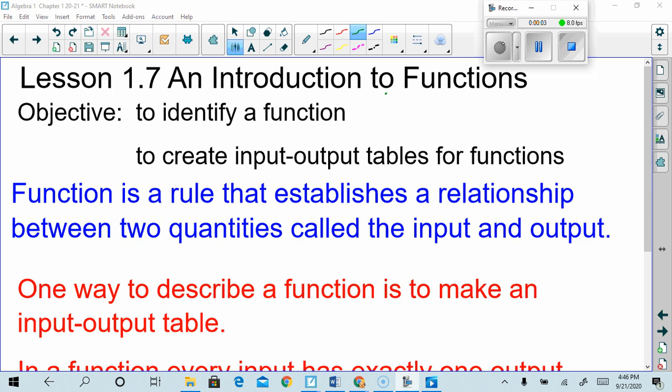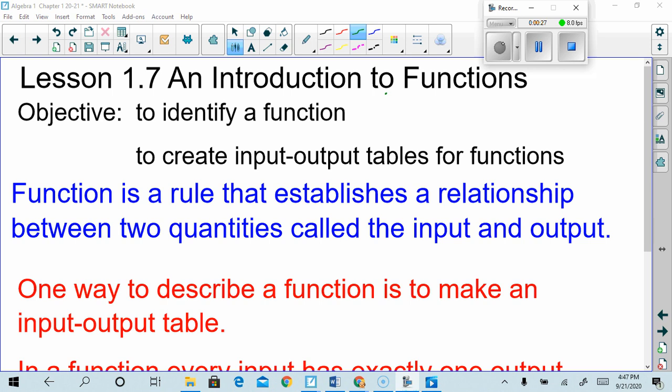Here we are at our final section in Chapter 1, the Introduction to Functions. Now we're going to be dealing with functions quite a bit this year, but let's just see what you already know and let's put that to practice. Our goal today is to identify what a function is and to be able to create input and output tables for functions. So what is a function?